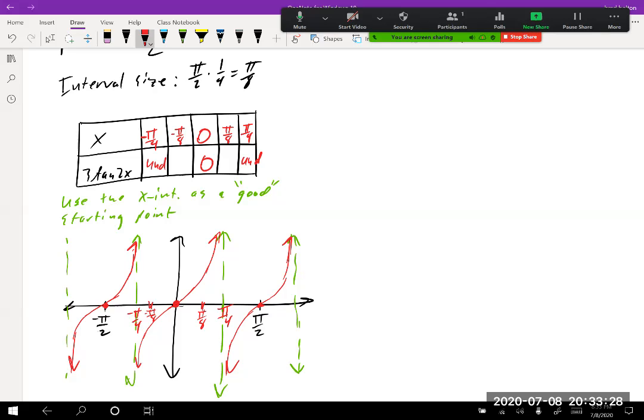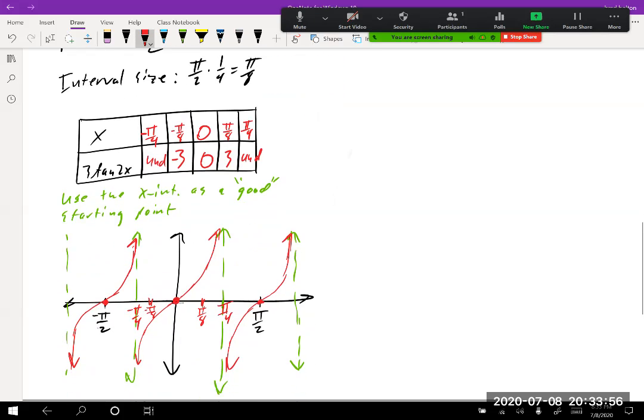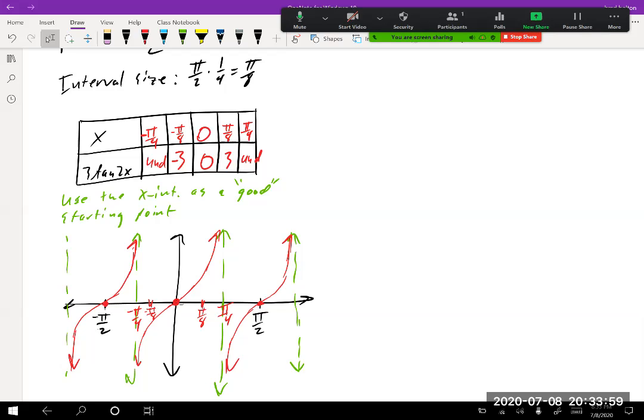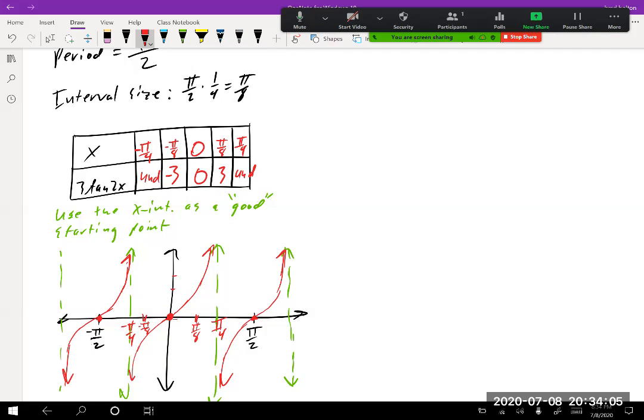And then at negative pi over 8, let's see, if we take the tangent of pi over 8 times 2, that is going to be, let's see here, 2 times pi over 8 would be pi over 4. Oh, so it'd be 3. And this one would be negative 3, and this one would be 3. Okay, because the tangent of pi over 4 is just 1, right? So if I put pi over 8 in here and then multiply it by 3, this is 1, 2, 3. So that would be something like, oops.